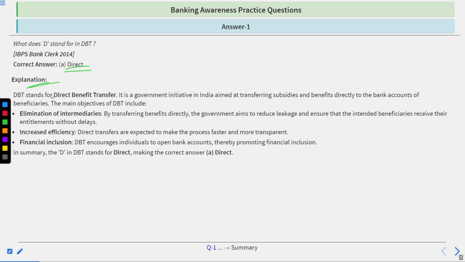Go by the explanation. DBT stands for Direct Benefit Transfer. It is a government initiative in India aimed at transferring subsidies and benefits directly to the bank accounts of beneficiaries. Main objectives of DBT include, first, elimination of intermediaries. By transferring benefits directly, the government aims to reduce leakage and ensure that the intended beneficiaries receive their entitlements without delays. Thereafter, increased efficiency. Direct transfers are expected to make the process faster and more transparent. Financial inclusion: DBT encourages individuals to open bank accounts, thereby promoting financial inclusion.